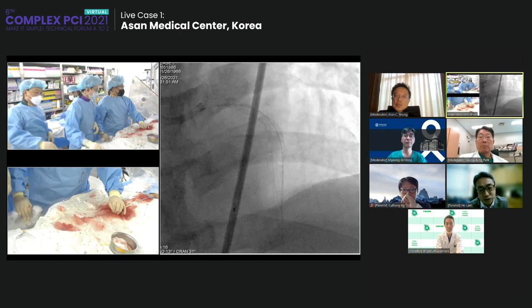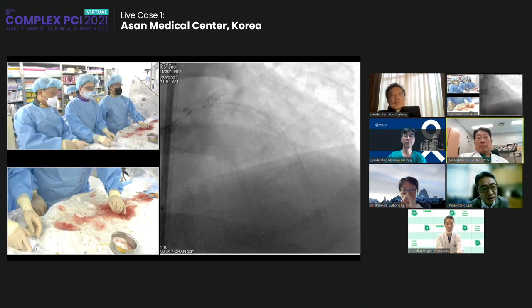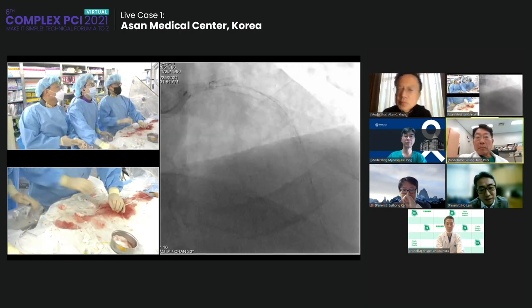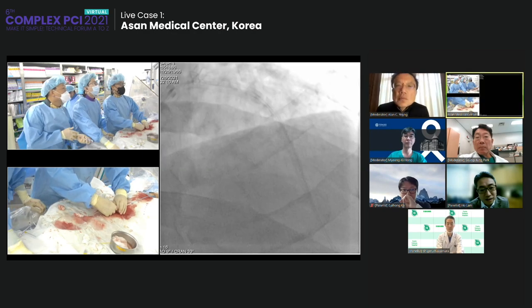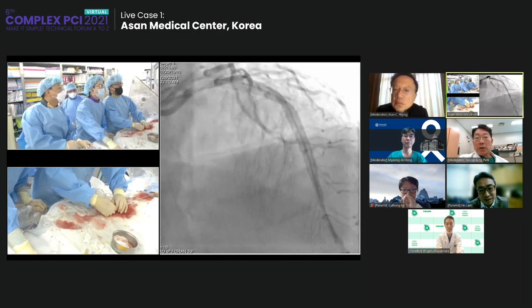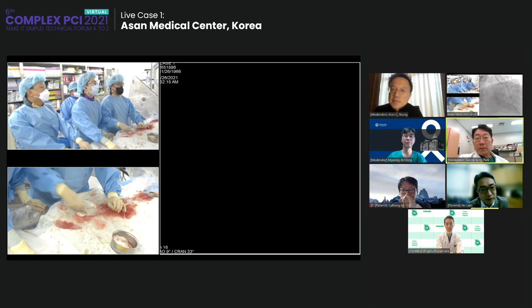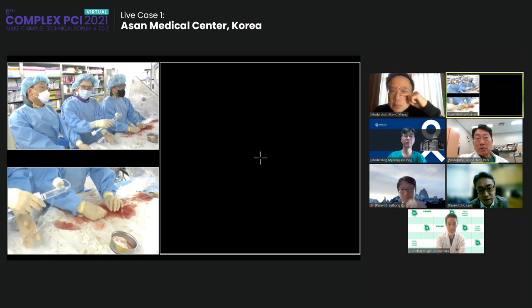Over here, we're going to check the angio. Let's do a panning. Full shot. Good. Great. Much improved compared to the previous one.